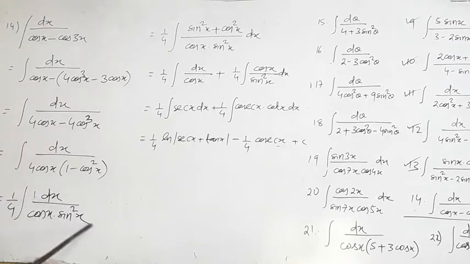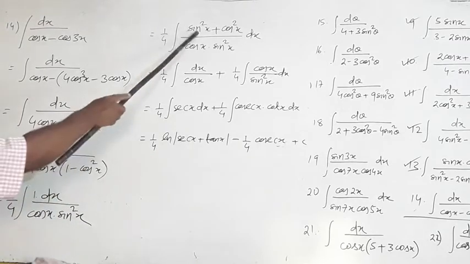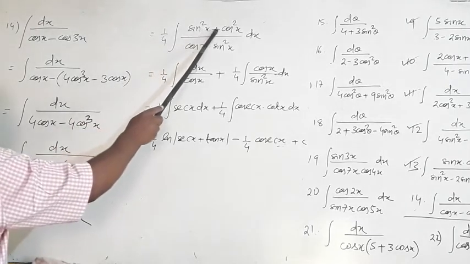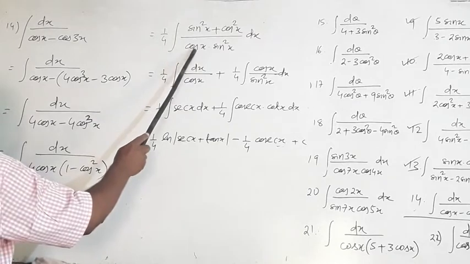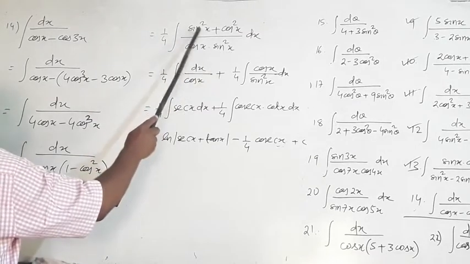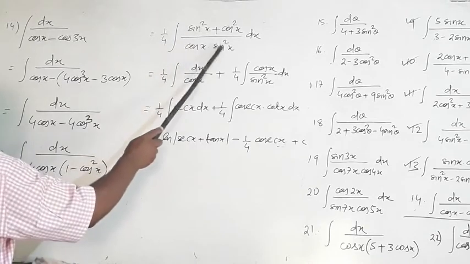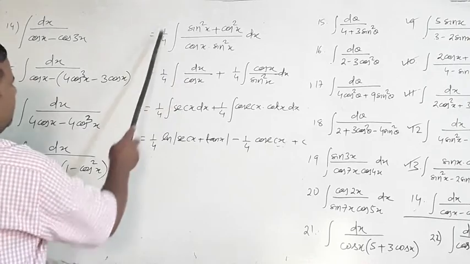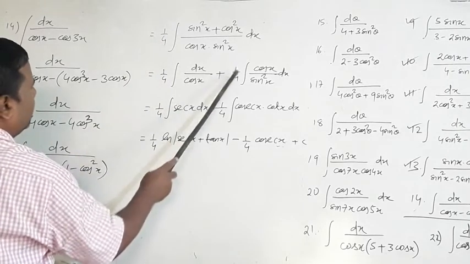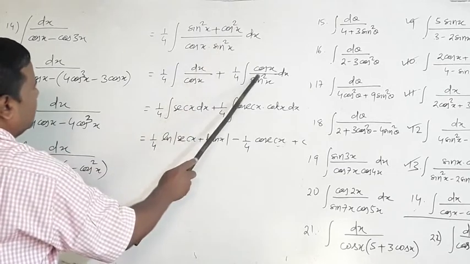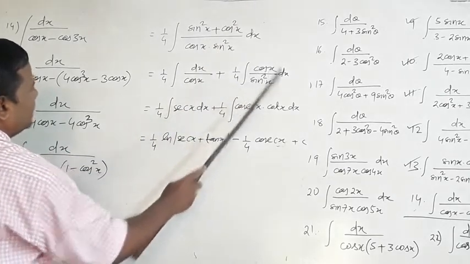Okay. If it is cos x into sin square x, what will you do? Take 1 as sin square x plus cos square x, divided by cos x into sin square x. Divide this by this. When you divide, sin square x cancels. It becomes dx by cos x, 1 by 4 is written here. Again 1 by 4, cos square x by cos x sin square x. The numerator is cos x, cos x will be there by sin square x.